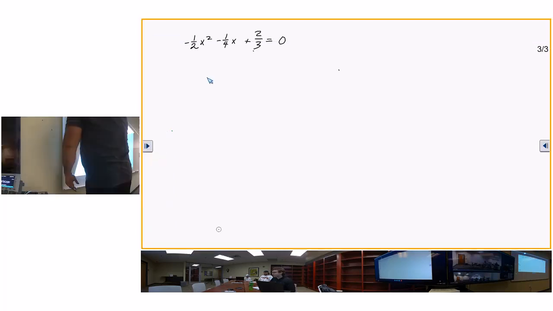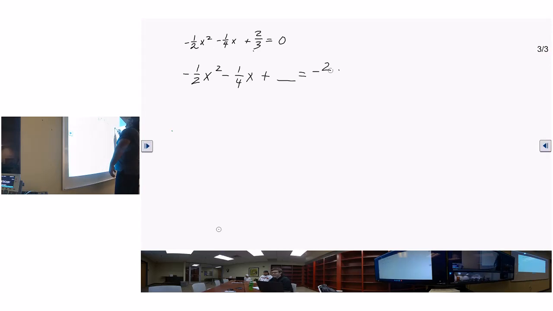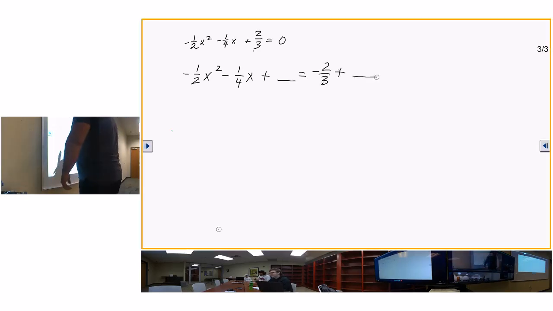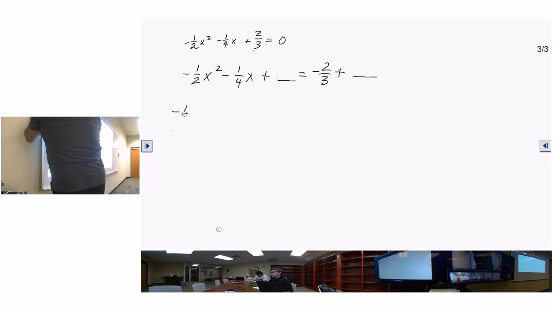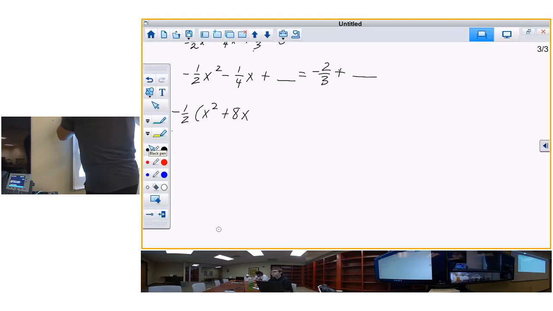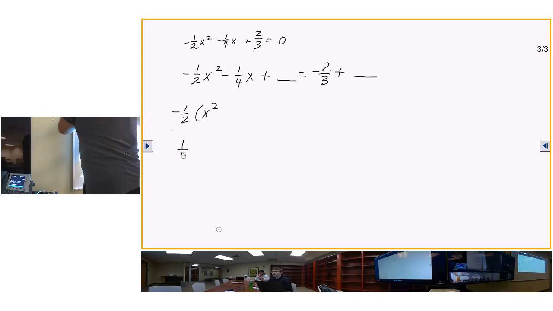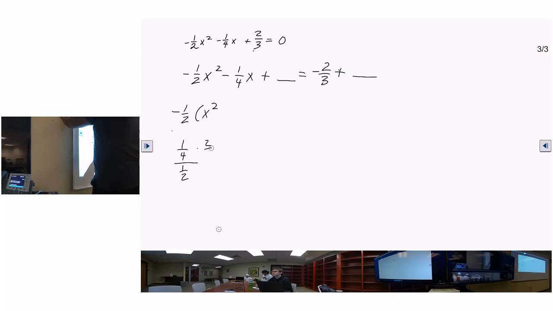All right, here we go. Negative 1/2 x squared minus 1/4 x plus blank is equal to negative 2/3 plus blank. Factor out a negative 1/2. We do just like we did before. Negative 1/2, we get x squared, plus what do we get here? Plus 8x? Y'all check me. Or we get 1/16. Can't remember. Help me out. I got 1/4 divided by 1/2. I think it's 1/8, I can't remember. Multiplied by 2, 1/2. Okay, you're right.